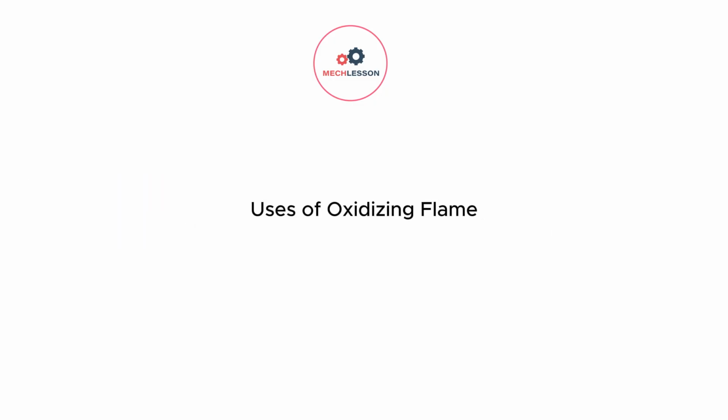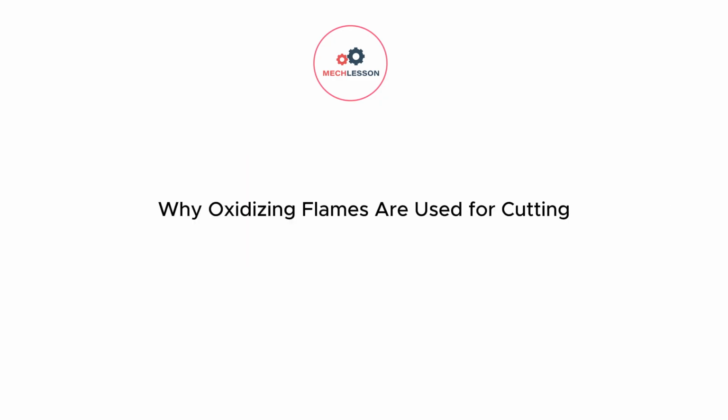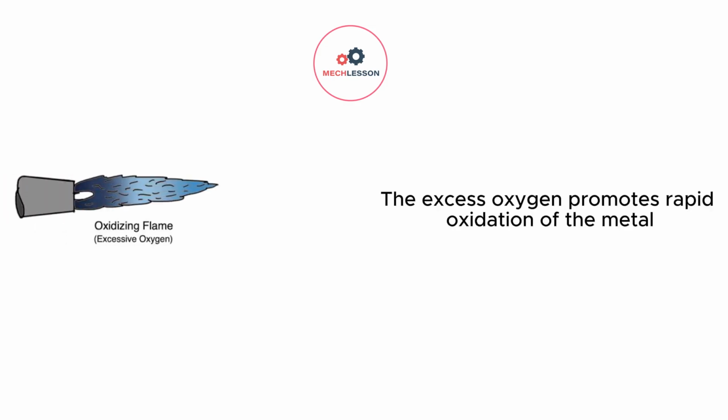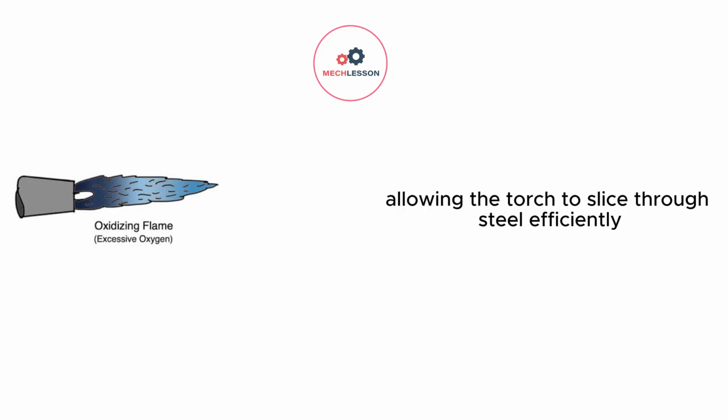Uses of oxidizing flames. Oxidizing flames are commonly used for brass welding, bronze welding, copper welding, zinc alloys, manganese steel, and metal cutting. Why oxidizing flames are used for cutting. The excess oxygen promotes rapid oxidation of the metal. This reaction creates molten oxide, commonly known as slag. The slag is blown away from the cut, allowing the torch to slice through steel efficiently.